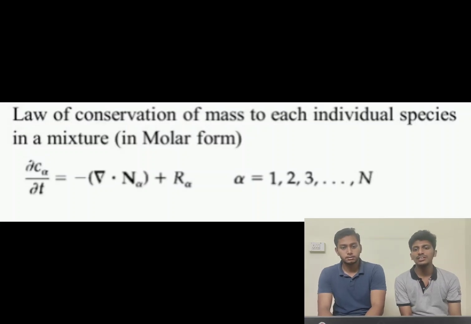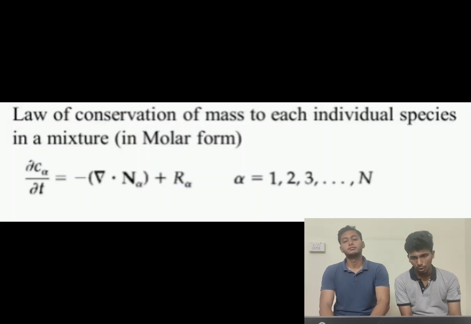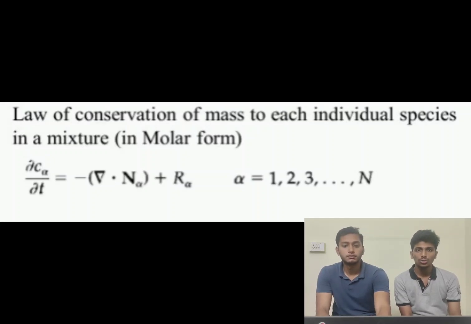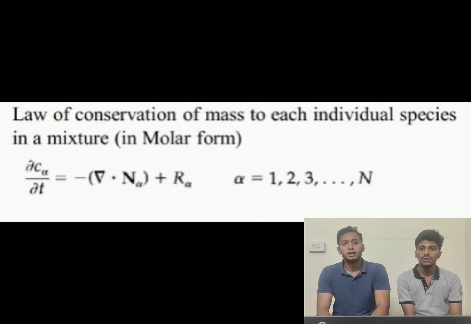This equation basically says that the rate of change of concentration of a species depends on how much is coming in or going out through flux and how much is being produced or consumed during the reaction, which is taking place at that point. Let's go one term at a time. First, dou C alpha by dou T. This is the local accumulation of the species. It's how the concentration changes over time at a fixed point in space.